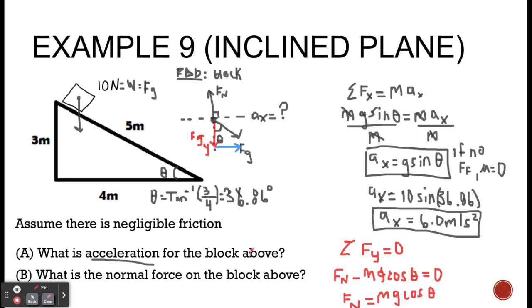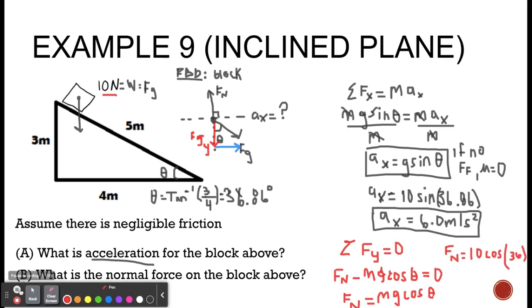Okay, for this one, there is no shortcut. We do need to find the mass, which is technically 10 newtons. So you plug in for this, and normal force is equal to 10 newtons. Ran out of room a little bit here, so I consolidated, but we have normal force is equal to the weight of the object, 10 newtons, times the cosine of 36.6 degrees. And we find that the normal force is equal to 8 newtons.